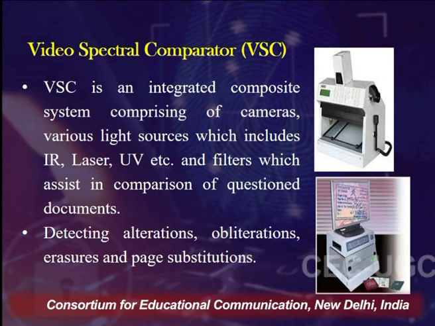The best part of the video spectral comparator is that it is a non-destructive instrument. Whatever document or evidence we have to analyze can be put directly into the video spectral comparator, and we can choose from different options: the UV light, the IR light, the laser light, and a magnification of 50, 100, 200, etc. The area can also be chosen, because we can select the particular area that we have to examine or magnify.